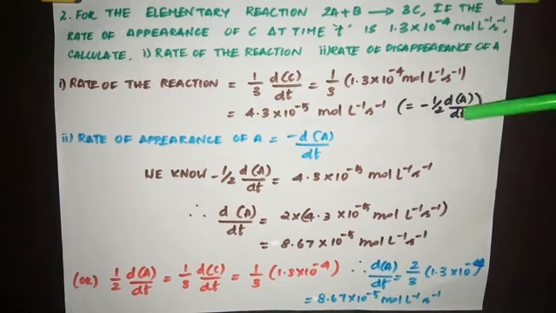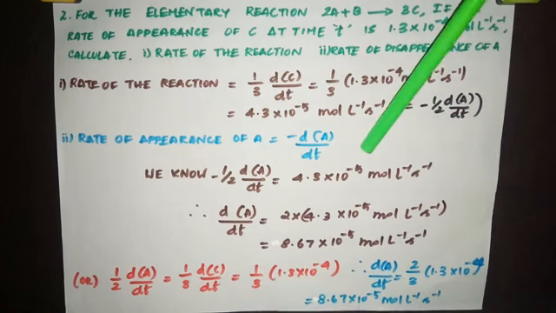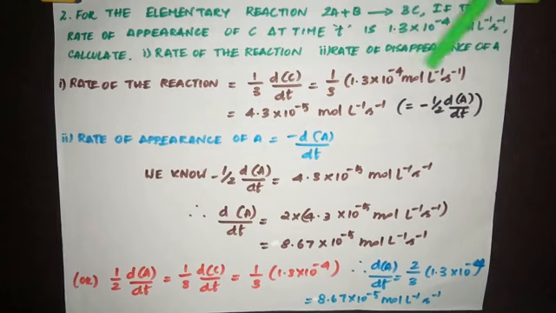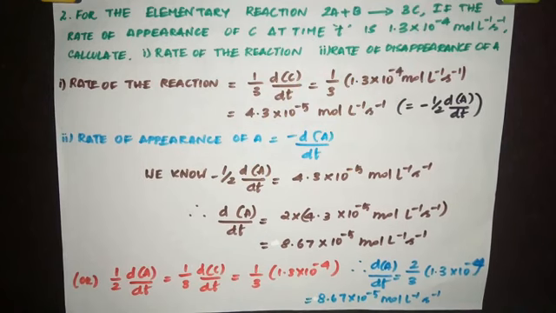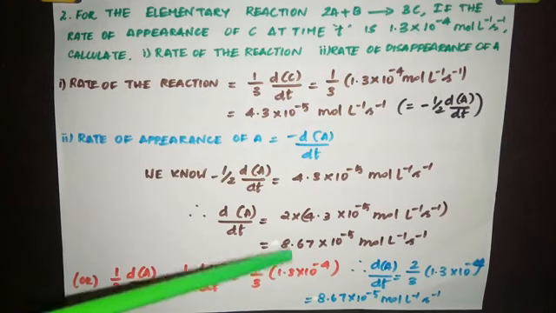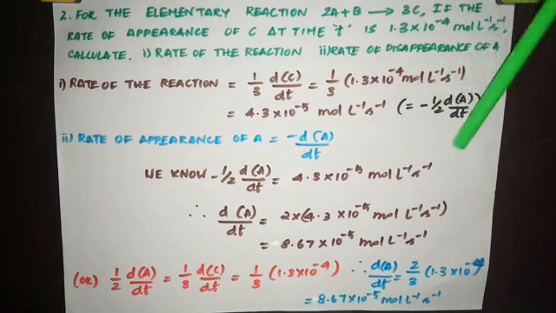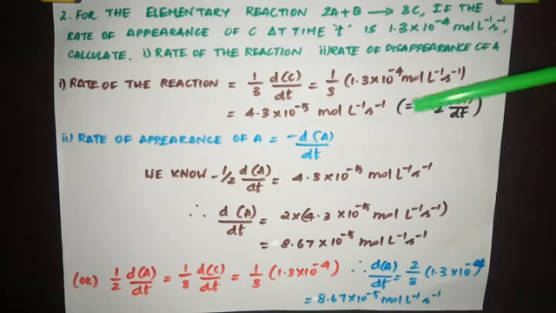So in terms of A, you can write this value: minus 1 by 2 dA by dt is equal to 4.3 into 10 to the power minus 5 mole liter inverse second inverse. From that you can find out dA by dt. So obviously what you are finding out is the rate of disappearance of A. So minus dA by dt is equal to 2 into 4.3 into 10 to the power minus 5. So that gives you a value of 8.67 into 10 to the power minus 5 mole liter inverse second inverse. So here you are finding out the rate of disappearance of A from the rate of the reaction, which you found out by using the rate of appearance of C, which is already given in the question. The other way of finding out dA by dt is by relating this with this.